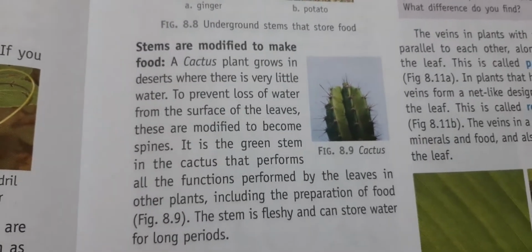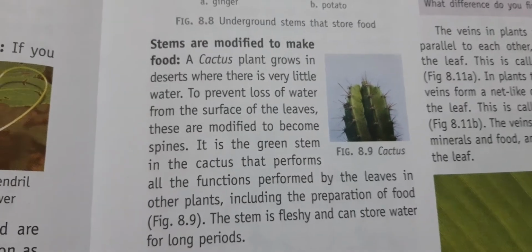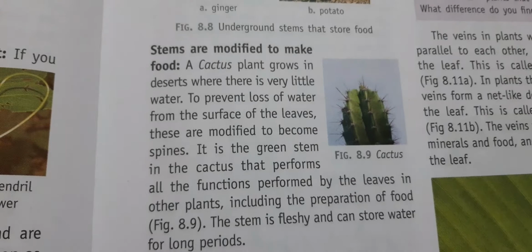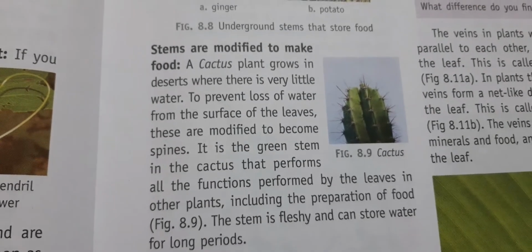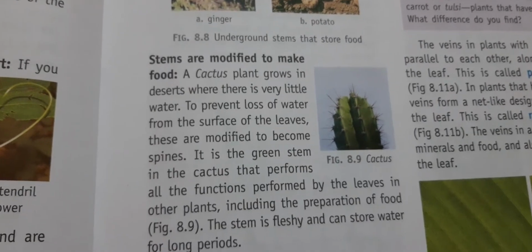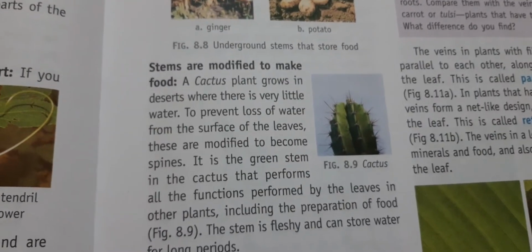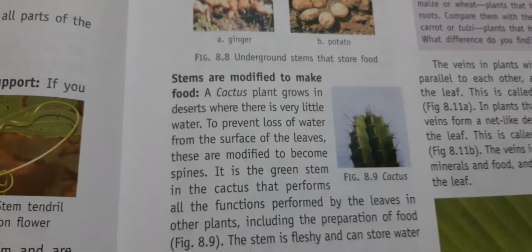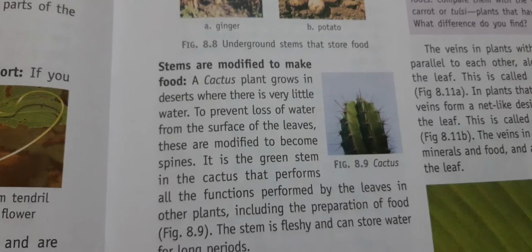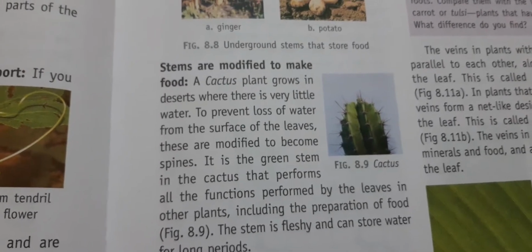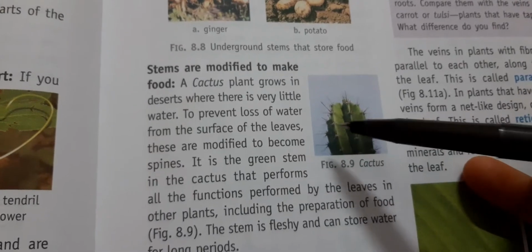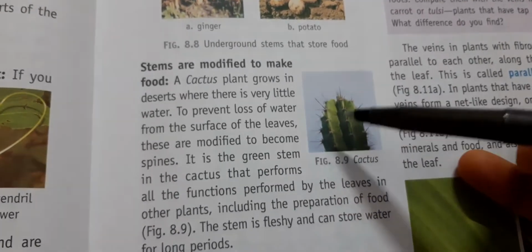So what happens is that the leaves do transpiration. Transpiration means water vapor is thrown away from the leaves. So whatever excess water is there, it is thrown away from the leaves to the air. To prevent that loss of water, because there is a water crisis, these leaves are converted into thorns, so that there is no stomata, no leaf, nothing, and the water is not transpired or evaporated.